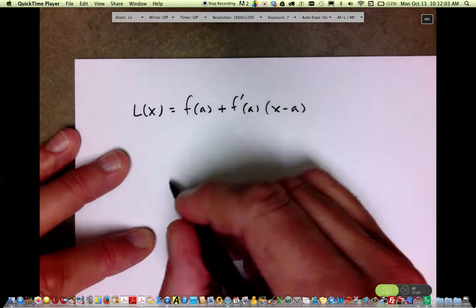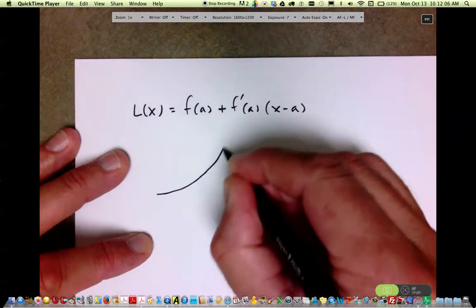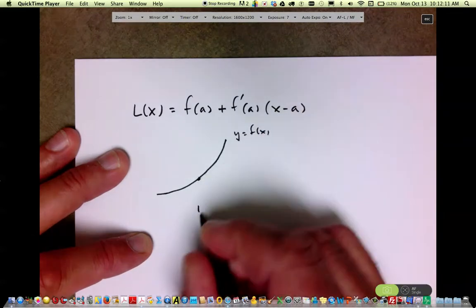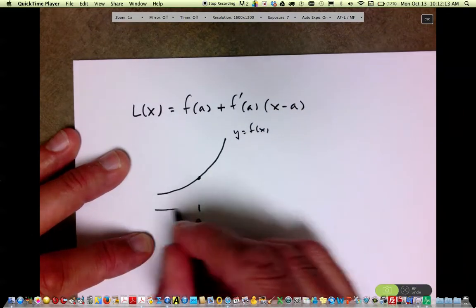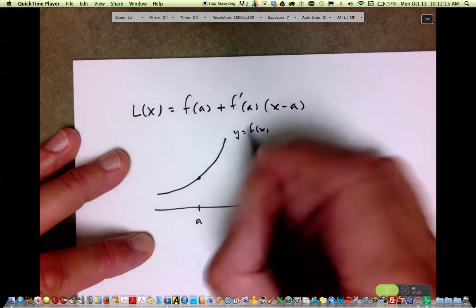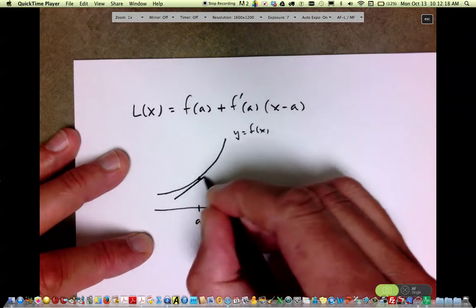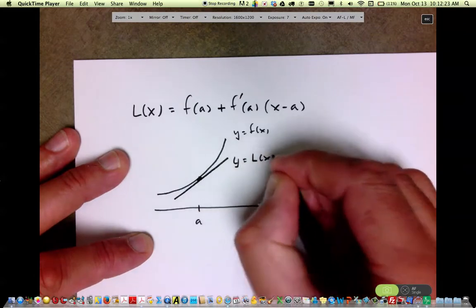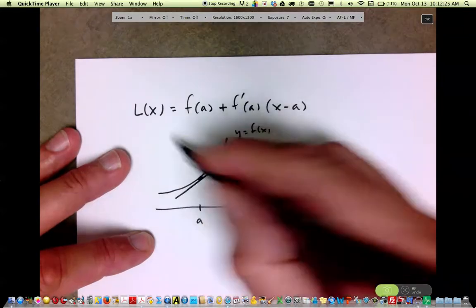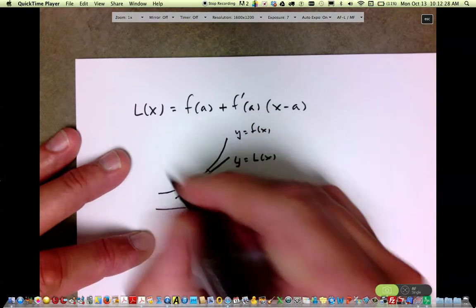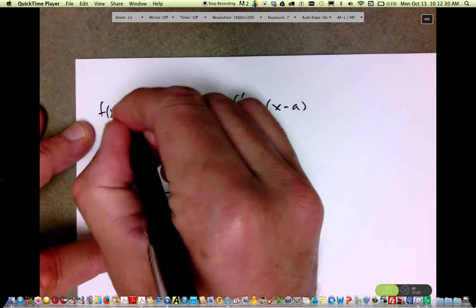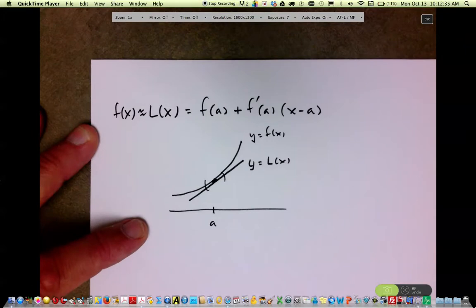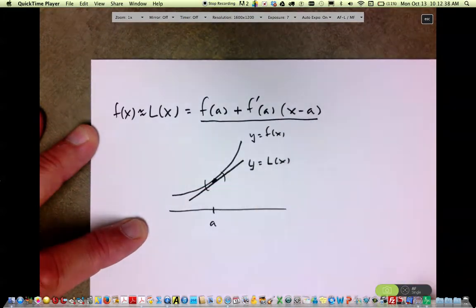All right, and so the idea was that if you had some kind of a function like this, let's say y equals f of x, and then you had some point down here, let's say x is equal to a, and the function looks like that, L of x is going to be nothing more than the tangent line. And the idea is that when you are close to x equals a, this function f of x and L of x are almost the same thing. So nothing more than the tangent line. This is just another way of finding the equation of a tangent line.